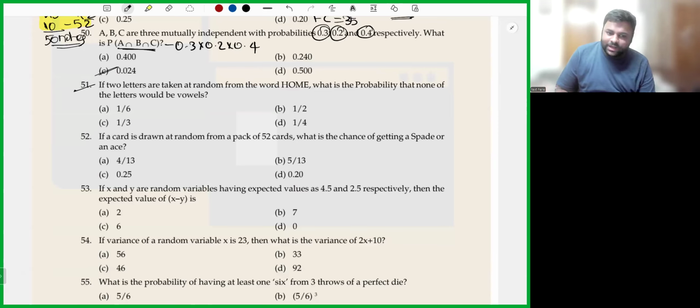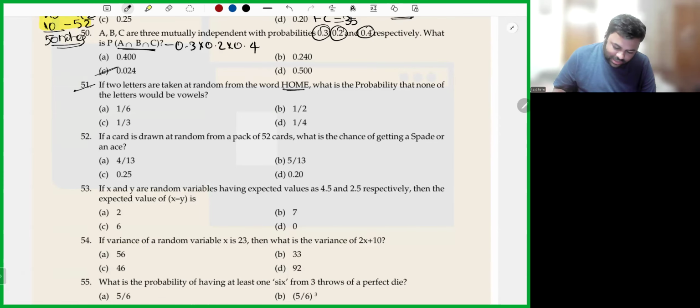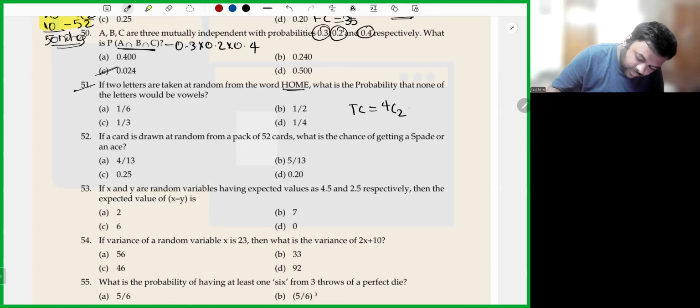Now, if 2 letters are taken at random from the word home, what is the probability that none of the letters would be vowels? Okay. Total, how many letters are there? 4 letters are there. How will you take 2 letters from 4 letters? 4C2. What is 4C2? 6.